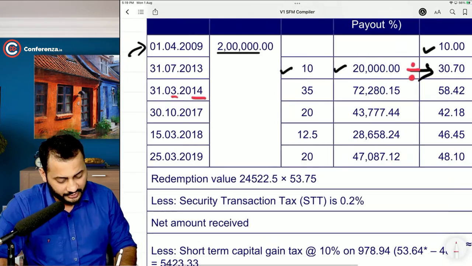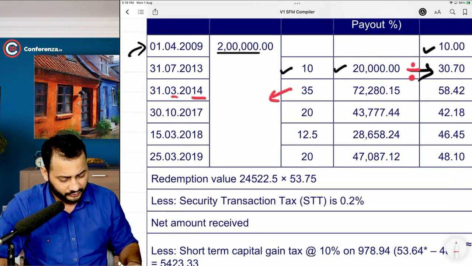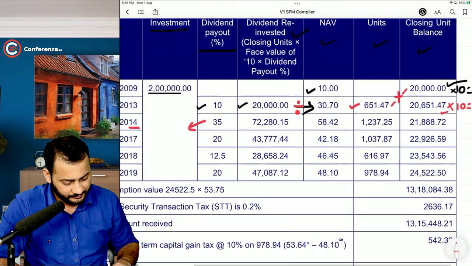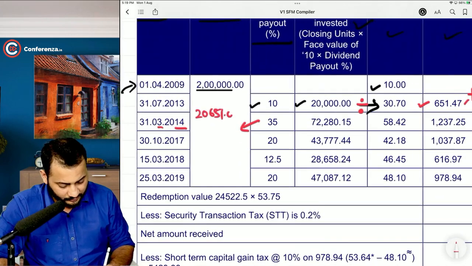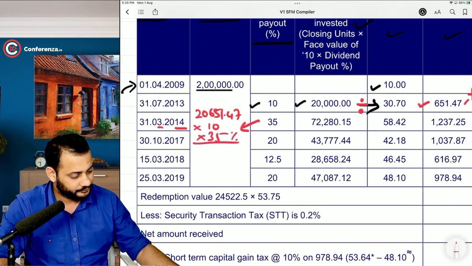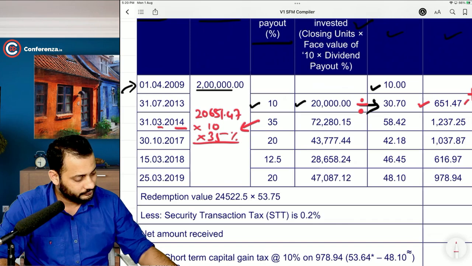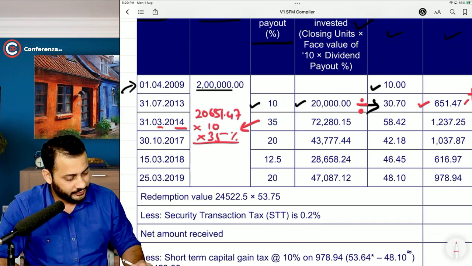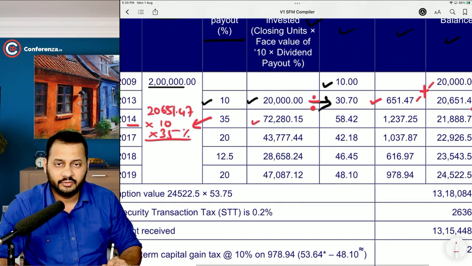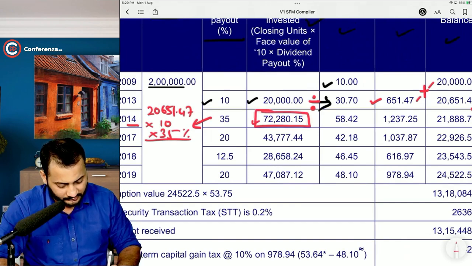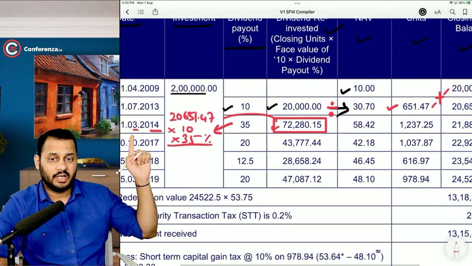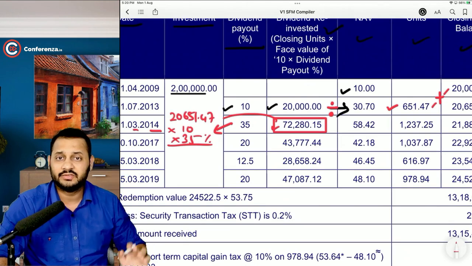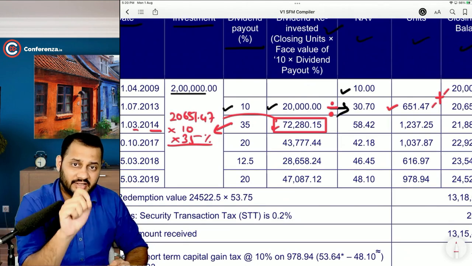So let me show you the calculation for this. Even if I show you, even if I write it for once now, you will get it for the others as well. So 20,651.47 into 10 into 35%. So that goes to 72,280. See, 72,280. So this is the calculation. Getting it?